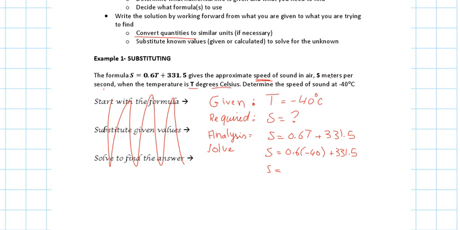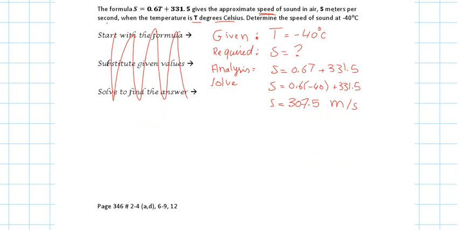So that's my speed. And then I have to include that therefore statement. So therefore, the speed of sound at negative 40 degrees Celsius is 307.5 meters per second. Okay, so I wrote my given information. I wrote the required, so what letter am I looking for? I wrote my formula, substituted the values in, solved for the required letter, and wrote my therefore statement. Are we okay with that?